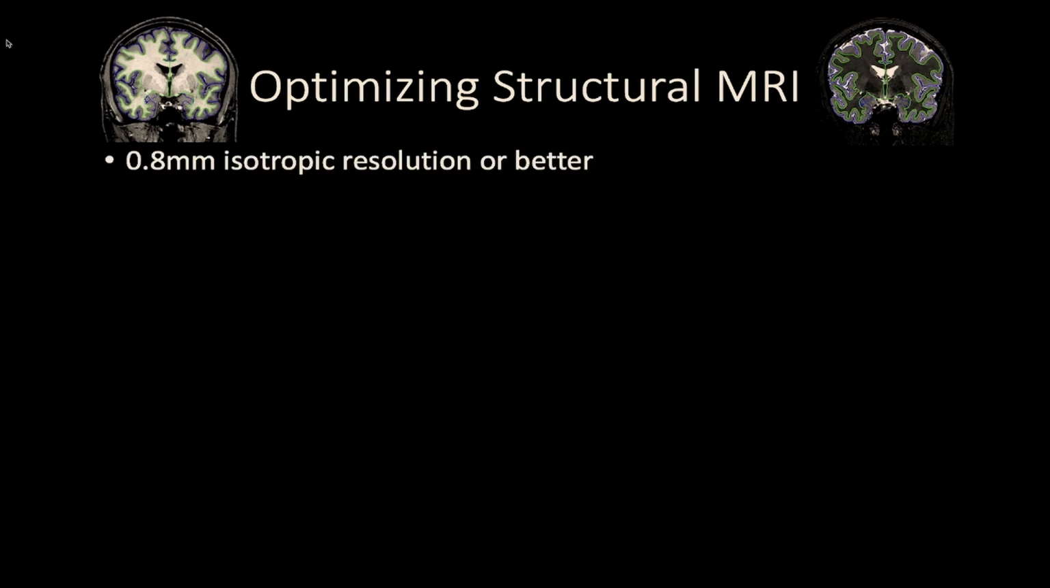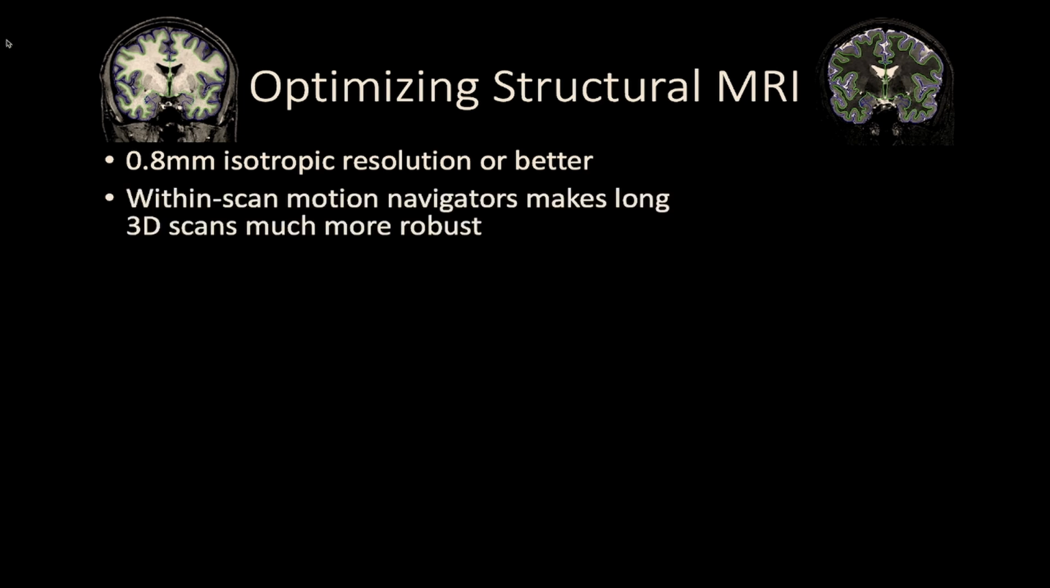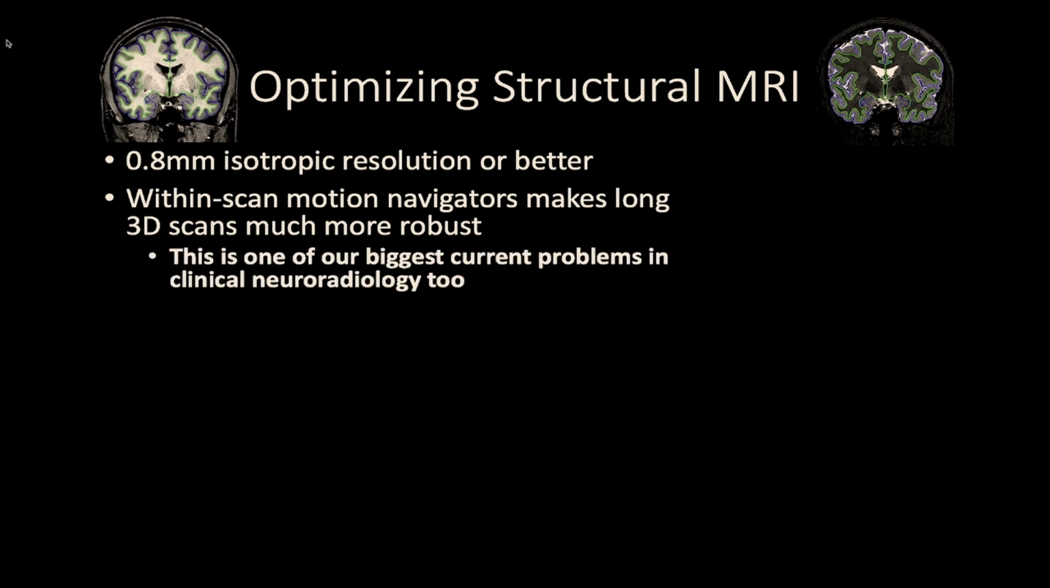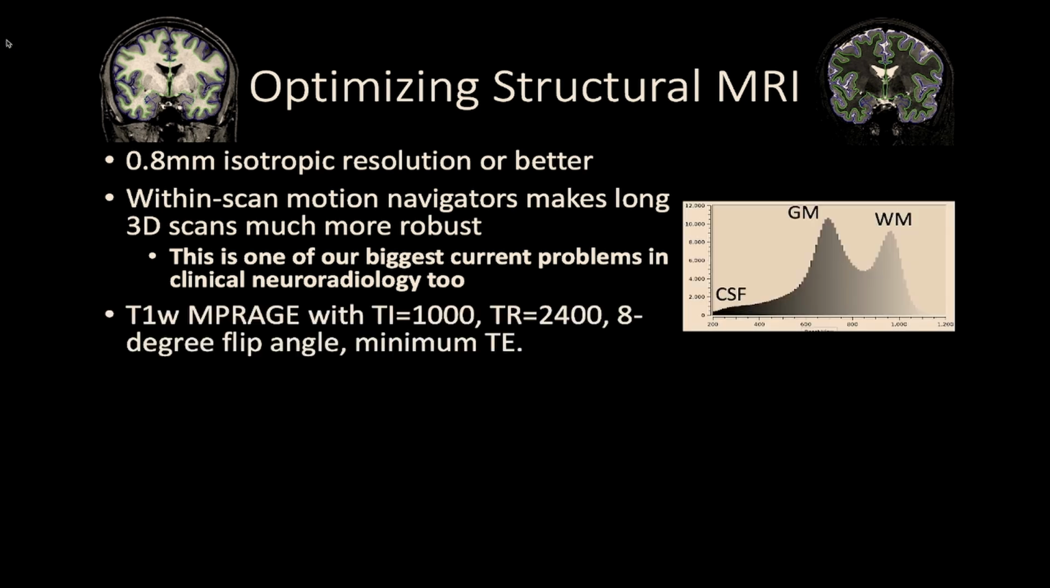So to optimize structural MRI, like I said, the one number to keep in mind is 0.8 isotropic or better if you can do it. Within-scan motion navigators are helpful in making a higher proportion of your scans successful. It's a big problem in clinical neuroradiology as well. I'd love to see the vendors implement this. They're all interested in deep learning now, but some motion correction would be helpful.